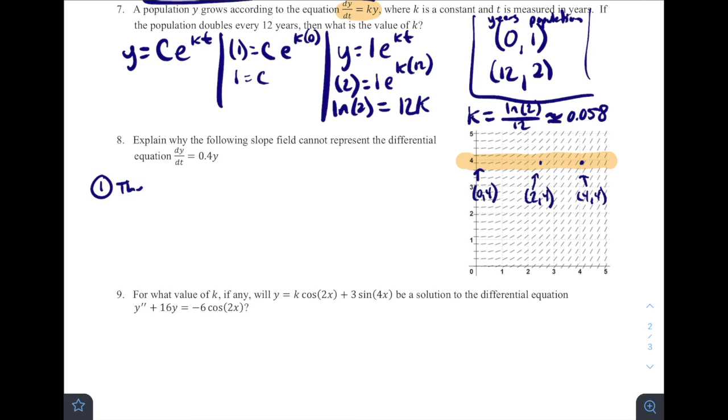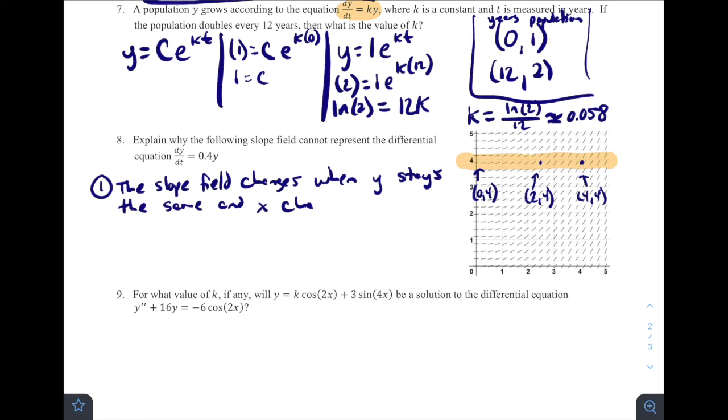the slope field changes when y stays the same and x changes. So that would mean in this case that whatever equation for our differential equation needs to have both an x and a y in it if it was going to work. So that is something that disqualifies this. This could not be the slope field for this graph.